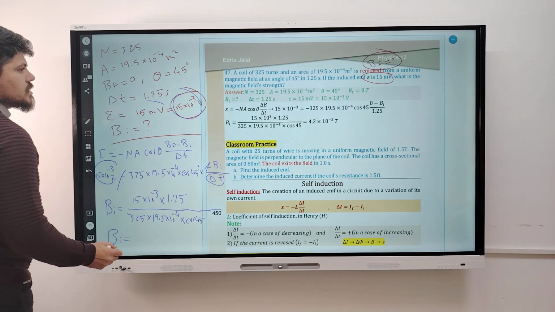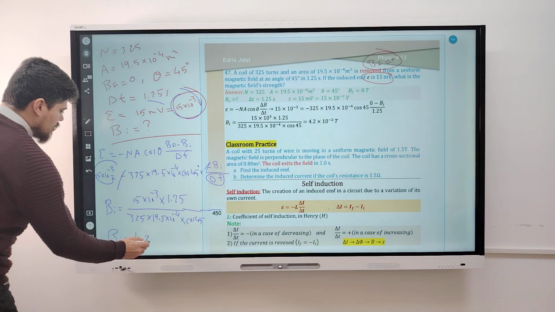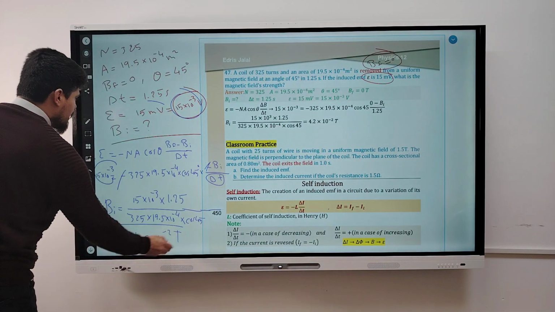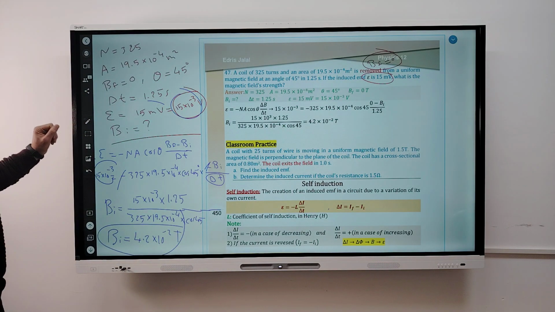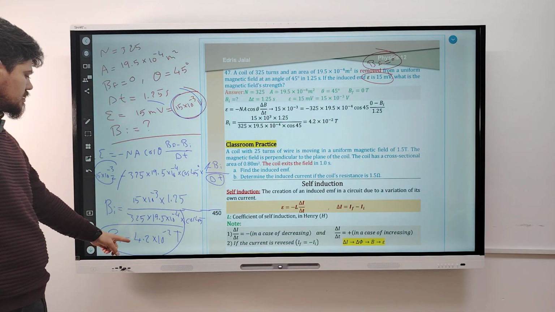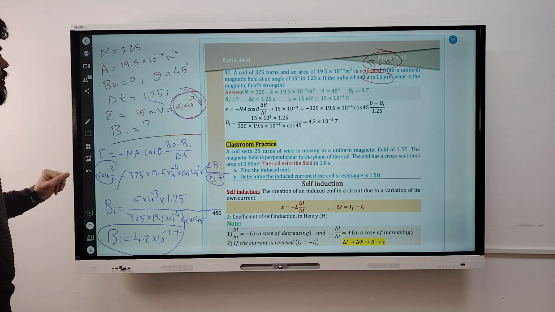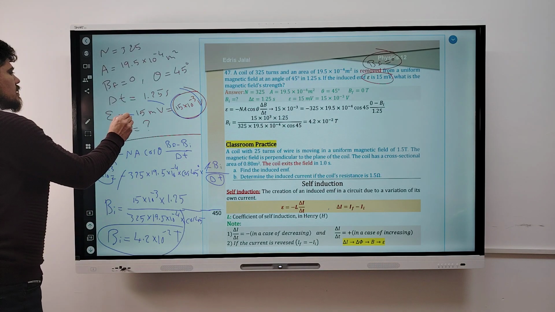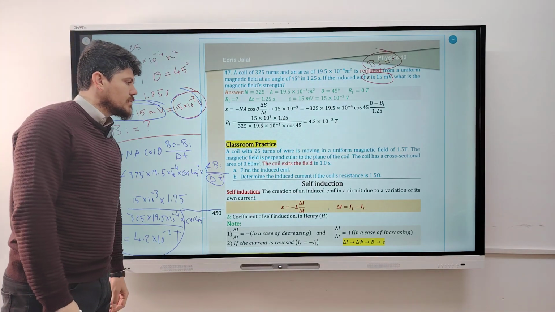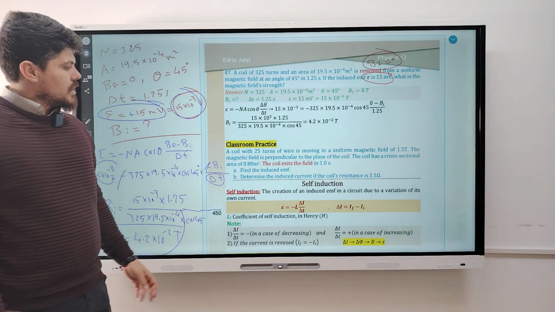B initial is equal to 4.2 times 10 power negative 2 Tesla. And B final is 0. So in that case, the magnetic field decreases. Why? Because it goes from this number to 0. Why? Because the EMF is positive. The EMF is positive because the magnetic field is decreasing.